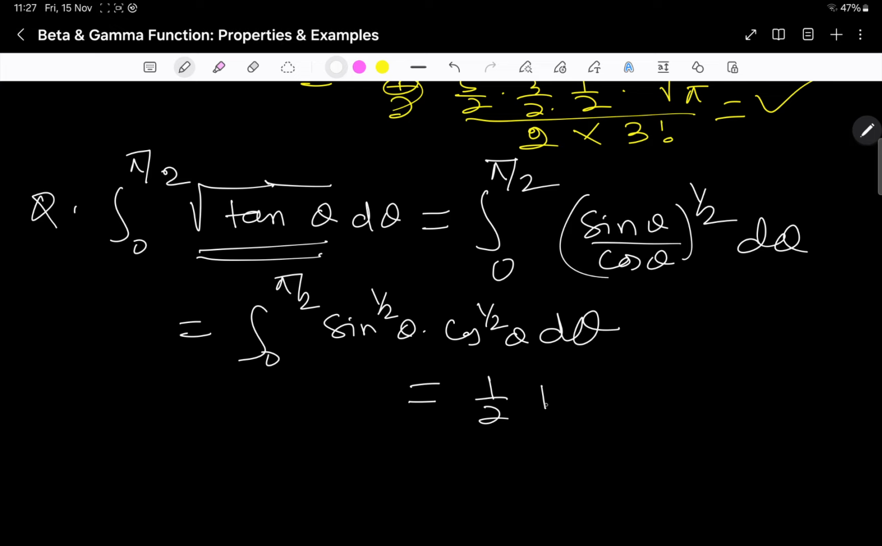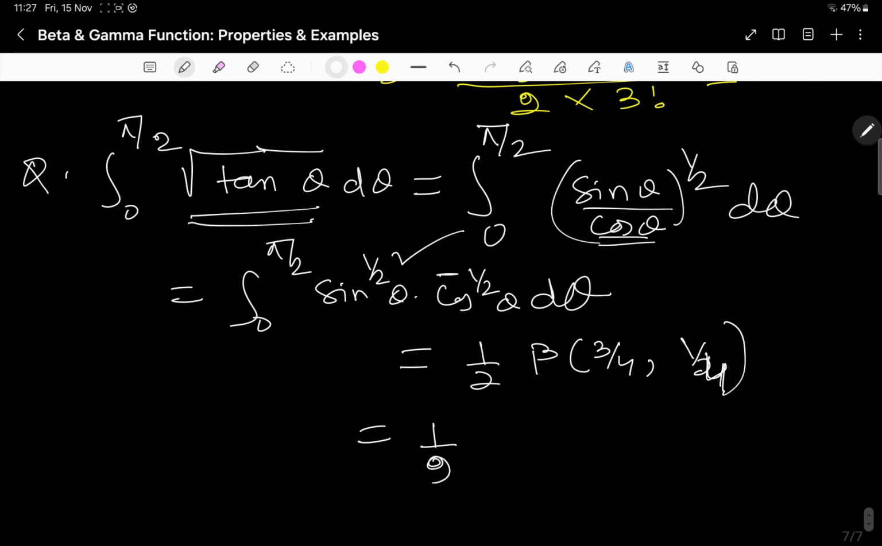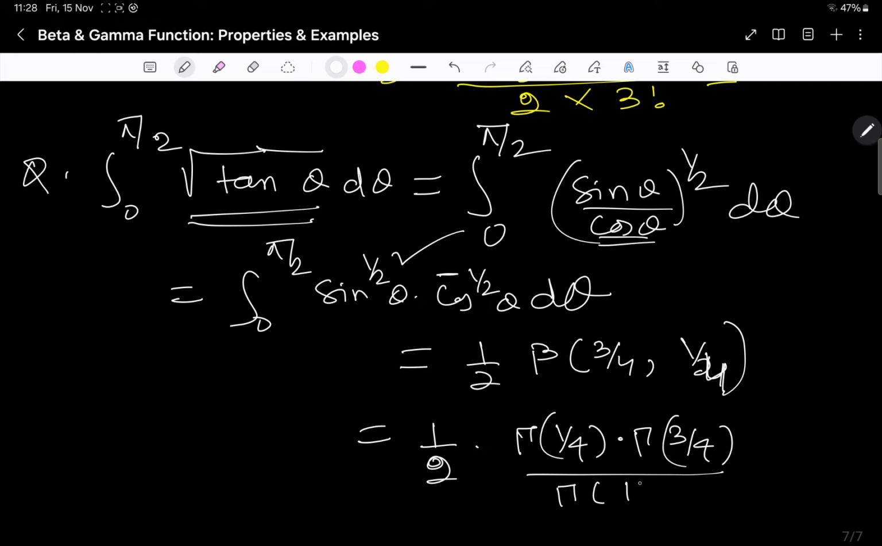So this is half beta of, this is half plus 1 by 2. This is cos in the denominator, so it will be a minus half. So this is beta of (half plus 1, that is 3 by 4), comma, (minus half plus 1 by 2 again, that is 1 by 4). So you convert it now. So this is half gamma of 1 by 4 into gamma of 3 by 4 divided by gamma of m plus n, gamma of 3 by 4 plus 1 by 4, that is 4 by 4, your 1.